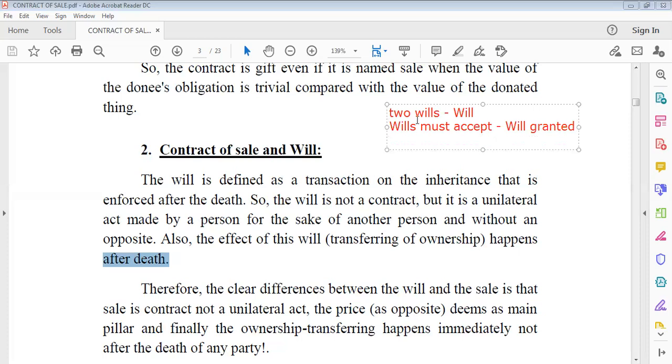Okay. Number three is that in the contract of sale, the ownership transfers in the life of the two parties, and especially in the life of the seller. However, in the will, the thing or the ownership transfers after the death of the person. I mean, after the death of the person who made the will. Okay, after his death. That's what I wanted to say regarding the first matter.